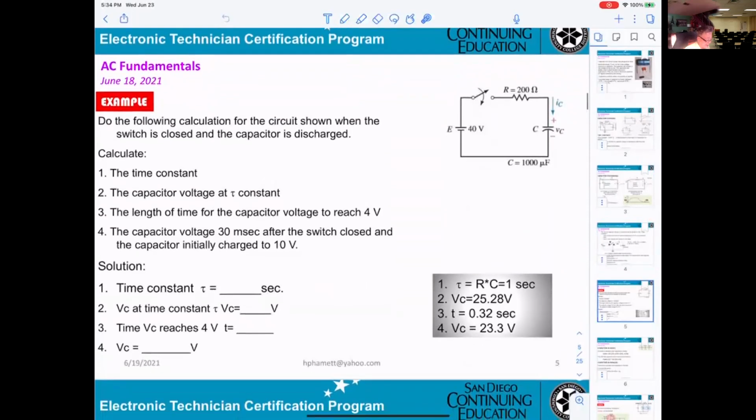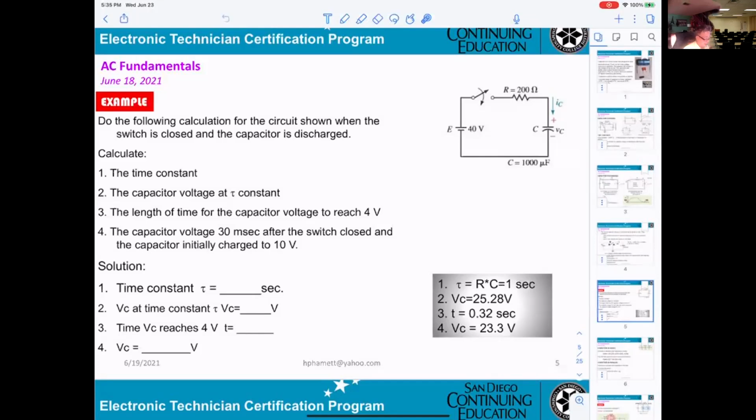On this example here, they give you V equal 40 volts, R equal 200 ohms, and C equal 1,000 microfarads. What you need to do for me? Calculate the time constant first. Calculate the capacitor voltage at the time constant second. Okay, only number 1 and number 2. We don't want to do number 3 and number 4. That will be using the formula I just gave you.